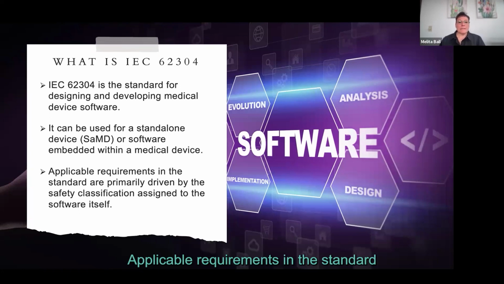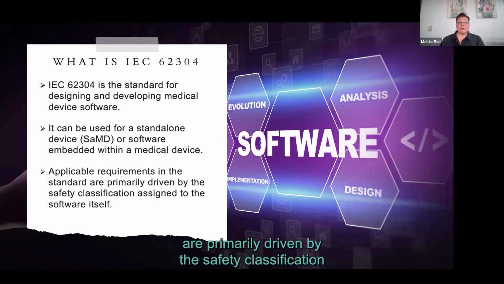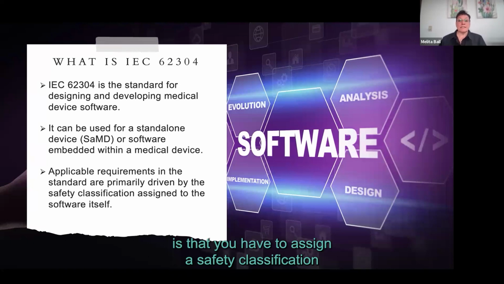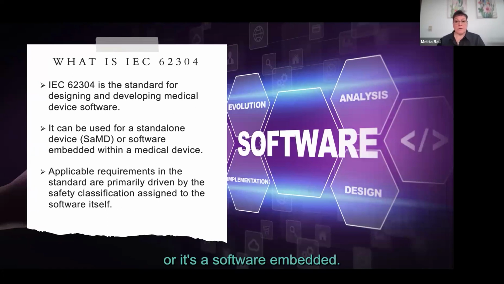Applicable requirements in the standard are primarily driven by the safety classification assigned to the software itself. So the very first piece of the standard is that you have to assign a safety classification to your device, whether it's a standalone software or it's software embedded.